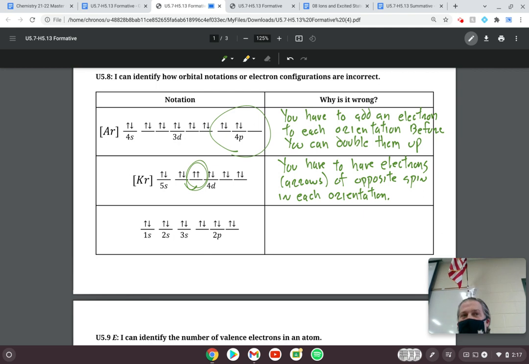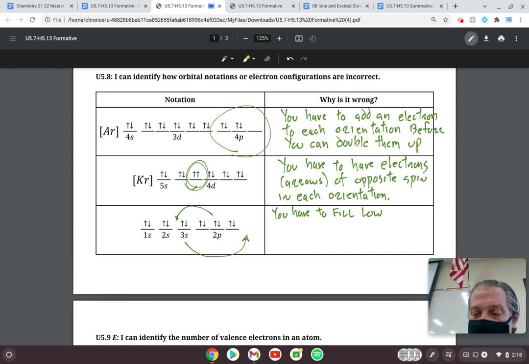A person could also say something to the effect of, you can't have 2 arrow ups. Or you could say it has to be arrow up, arrow down, but that's really what we're getting at is the spin. And then in the last one, 1s2, yep, arrow up, arrow down, 2s2, yep, arrow up, arrow down, 3s2, weird, because it should go 2p and then 6 and then 3s2. So this and this need to switch places. And I think that the best way for me to describe that is you have to fill lower energy levels first.